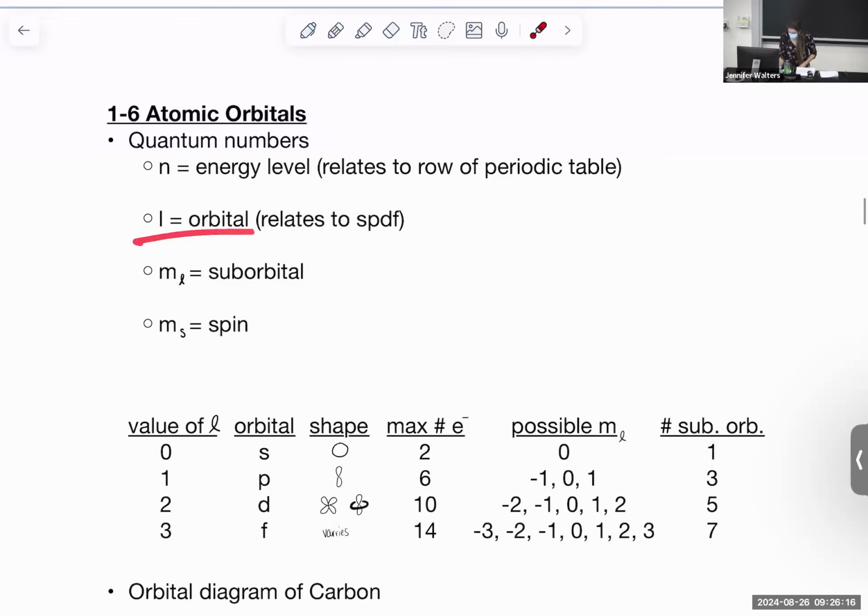You need to distinguish between L and m sub L. So I will typically call L the orbital because that relates to s, p, d, and f, and that's just easier to call it that. m sub L then is our suborbital. Those are the individual lines that we draw for our orbitals. m sub S is our spin.